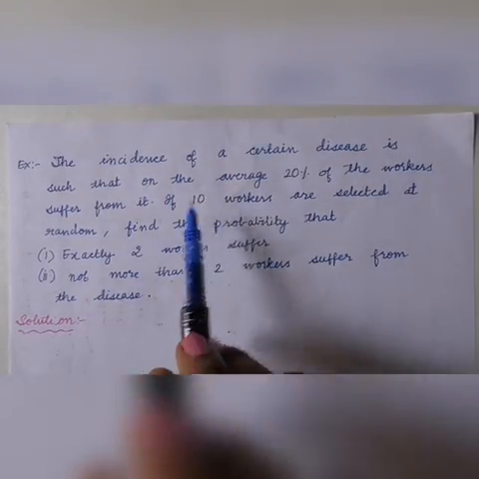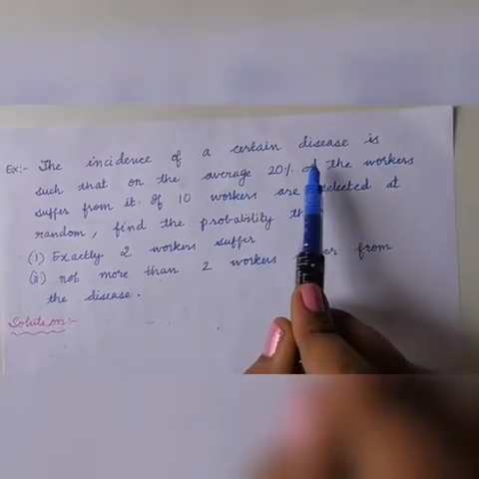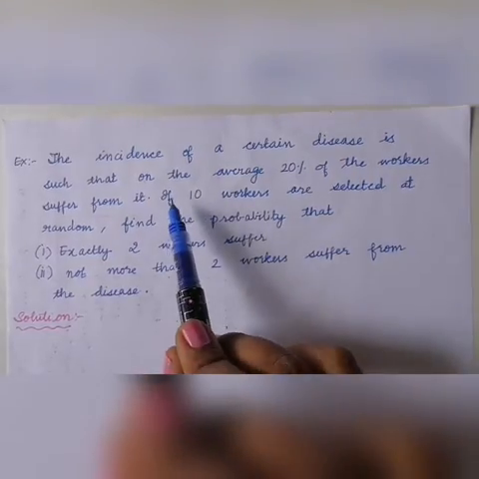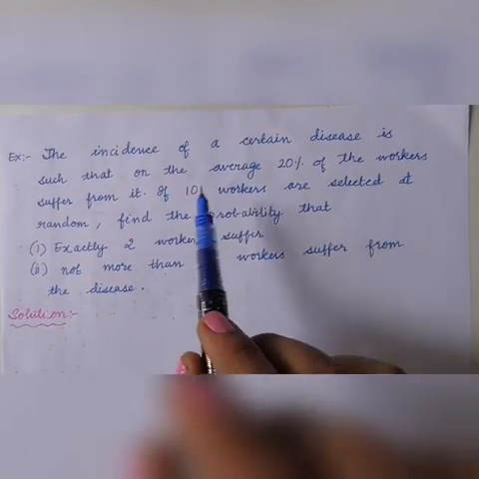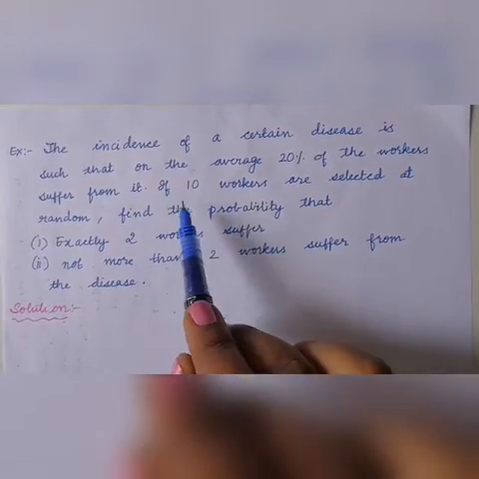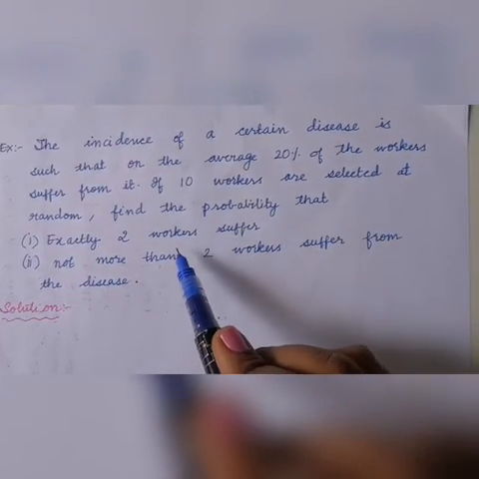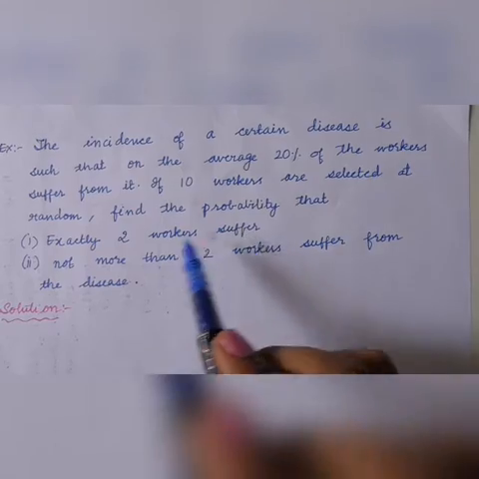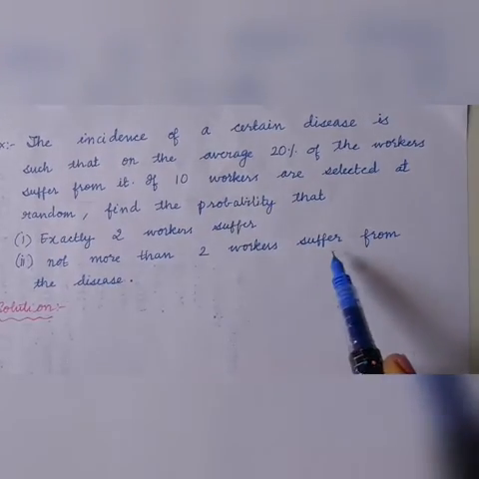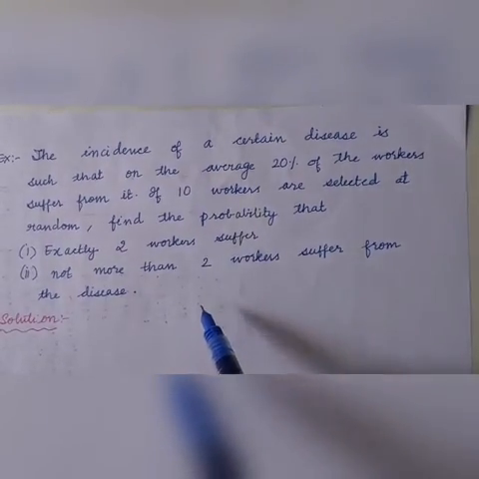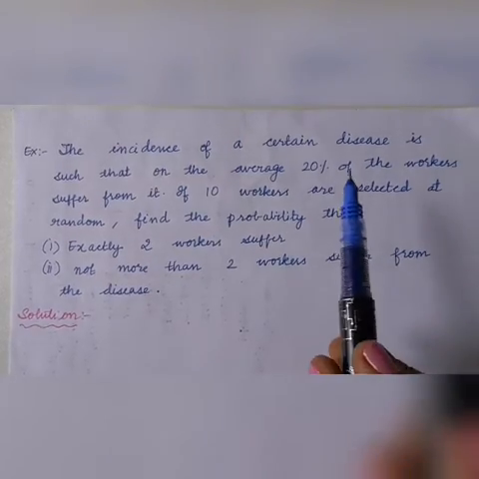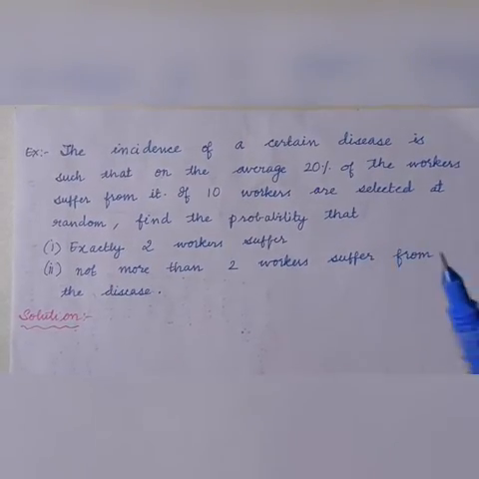So in this question, the incidence of a certain disease is such that on the average 20% of the workers suffer from it. If 10 workers are selected at random, find the probability that exactly 2 workers suffer, and not more than 2 workers suffer from the disease. Now what is the probability of success here, or what is x?